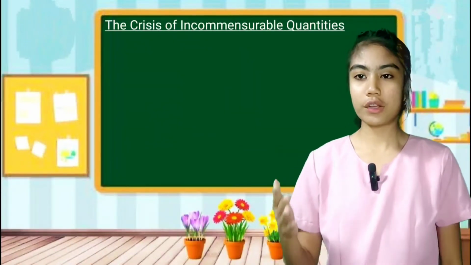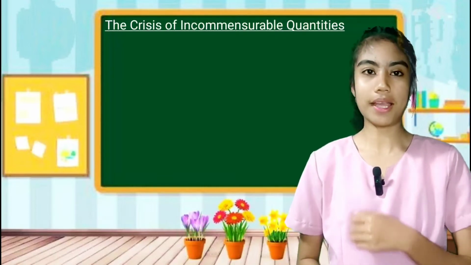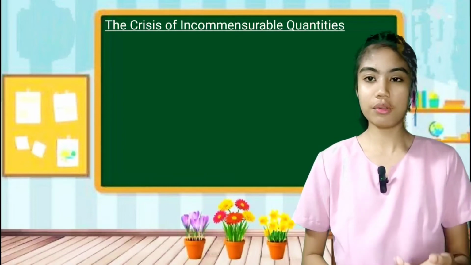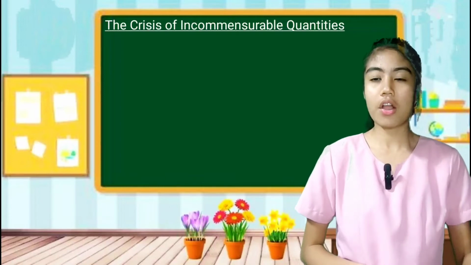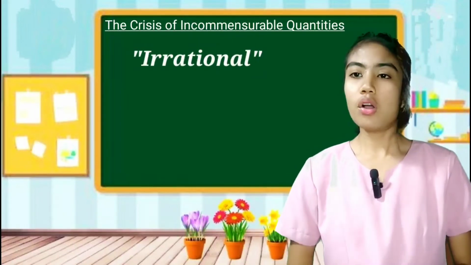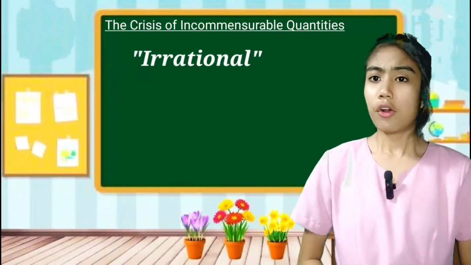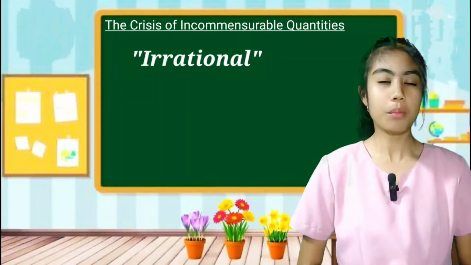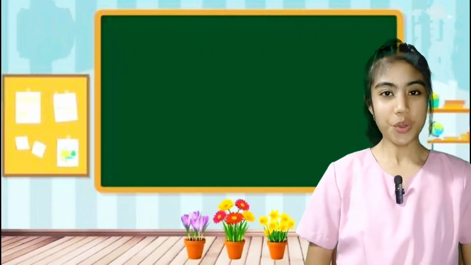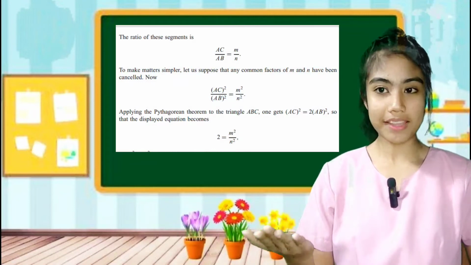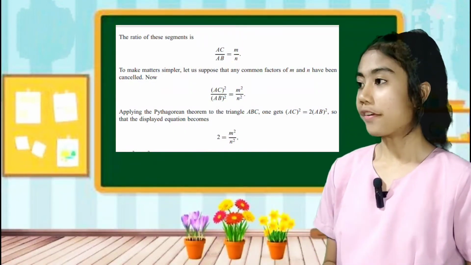So, the crisis of incommensurable quantities, the most important achievement of the Pythagorean school in its influence on the evolution of the number concept, was the discovery of the irrational. The oldest known proof dealing with incommensurable line segments corresponds in essentials to the modern proof that the square root of 2 is irrational. So, the ratio of this segment is AC over AB equals M over N.